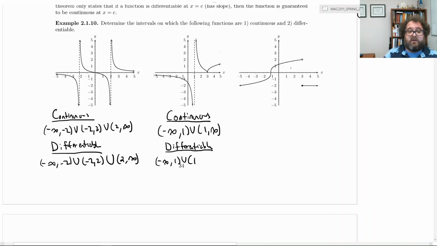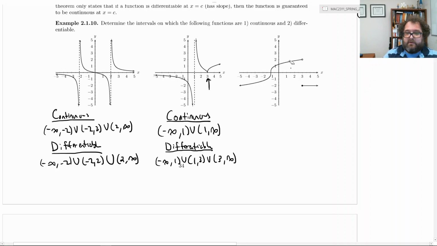And what do you see at 3 here? At 3, there's a cusp. It goes down, sharp turn, turns up. A cusp. So we have to say it's not differentiable at 3. So we have to exclude 3 as well. So we say all real numbers except for 1, because there's a vertical asymptote, and 3, because there's a cusp. Okay.